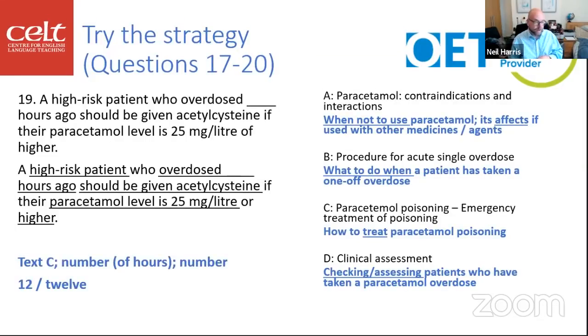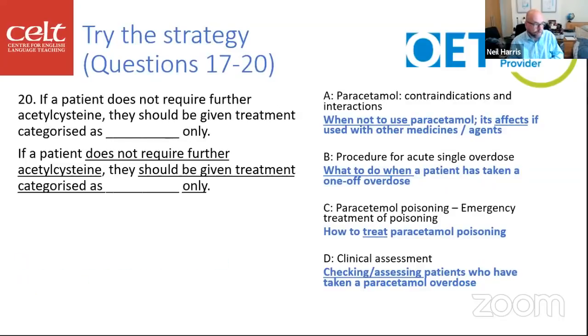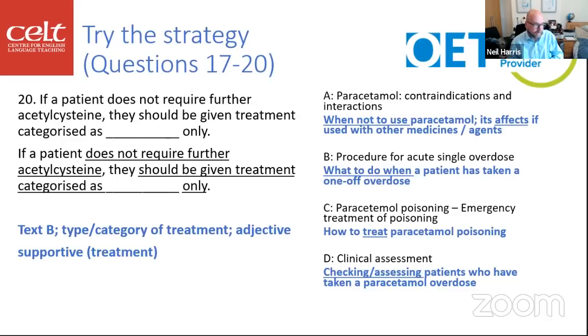The answer here is 12. We're looking for a number, for the number of hours that have passed. And our link is with, again, paracetamol poisoning. And then finally, question 20. Here we're looking for a kind of treatment. It's supportive treatment. And that comes up: if a patient does not require further acetylcysteine, they should be given treatment categorized as. So here are procedures, here are steps if a certain situation has occurred, text B.